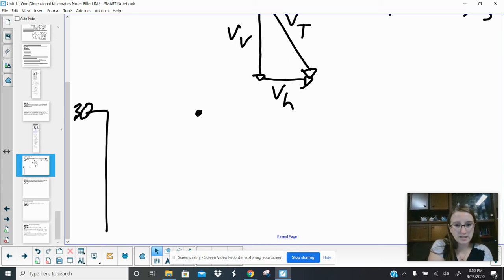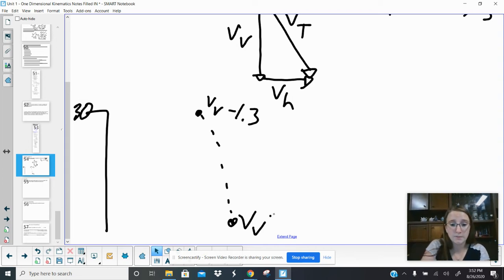Here at this point is where my vertical velocity is negative 1.3. I want to know the vertical velocity at this point. So I'm going to tack on something here. This is my initial vertical velocity, and this is my final vertical velocity.